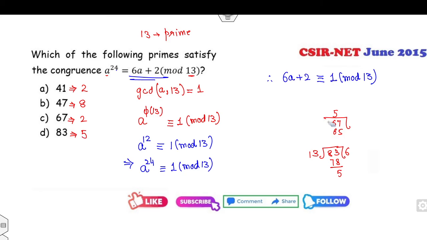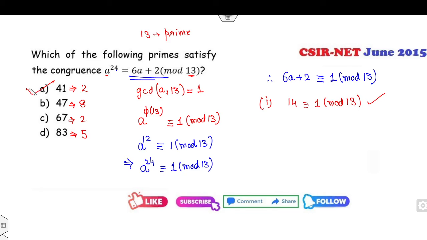Now look at the options. If you substitute this value in this expression, we will see. First value, if you substitute 2, it will be 6 times 2 is 12 plus 2 is 14. Is it congruent to 1? Yes. You can see it is satisfied. So the first option is the correct option.